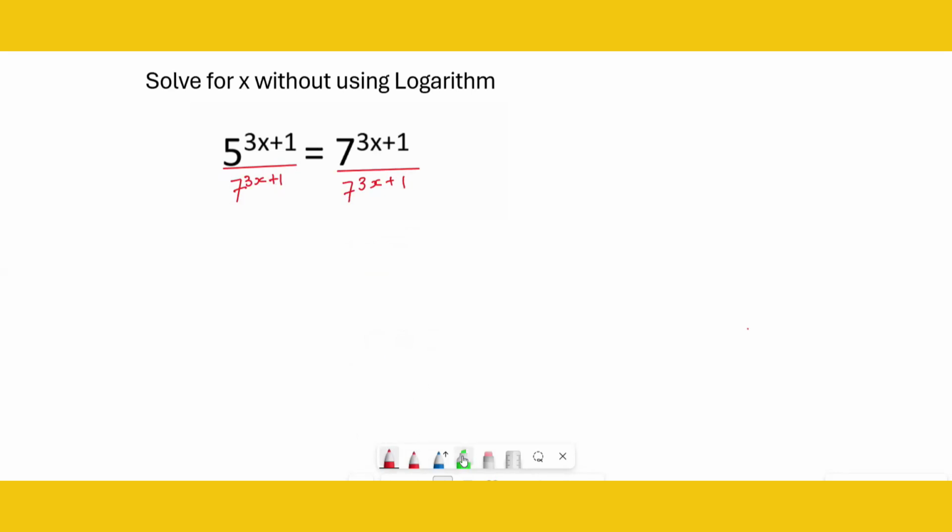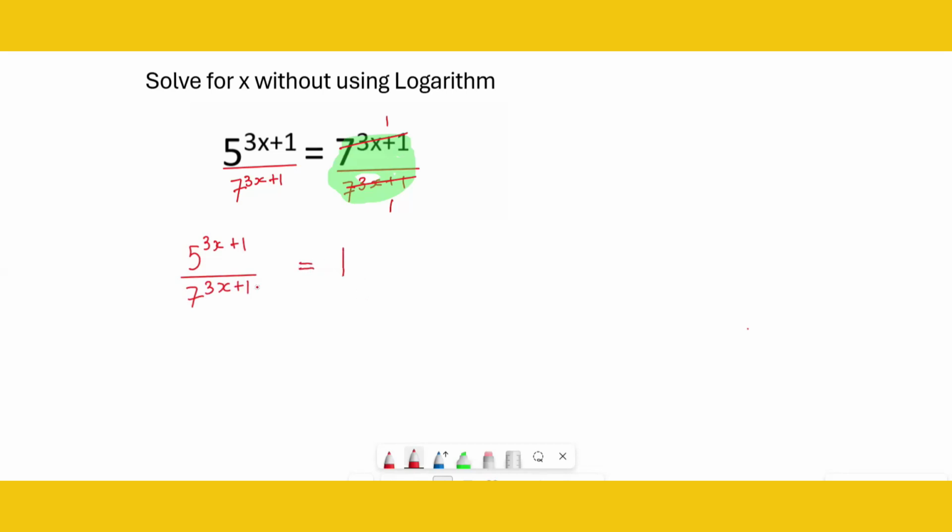Now, on the right side, we're definitely expecting that all of this here, because when you divide anything by itself, it does become 1. So we're definitely seeing where we have this. Take a look. We have 5 raised to the 3x plus 1, and this is divided by 7 raised to the 3x plus 1, and this is definitely equal to 1.